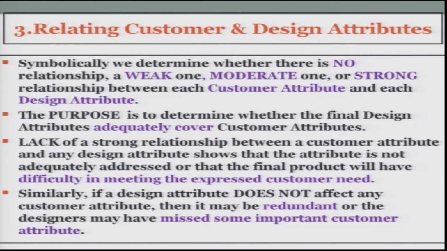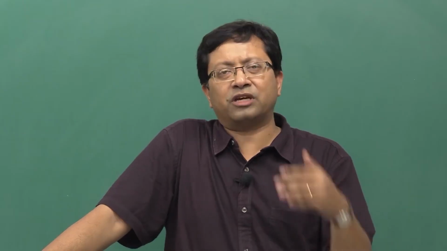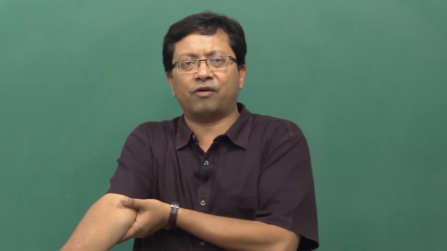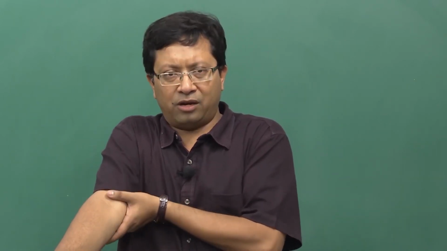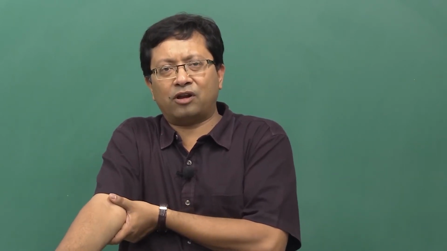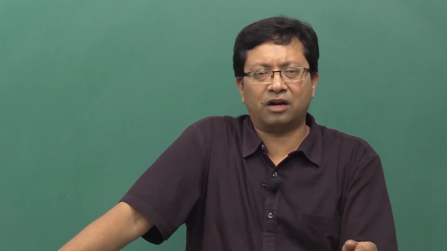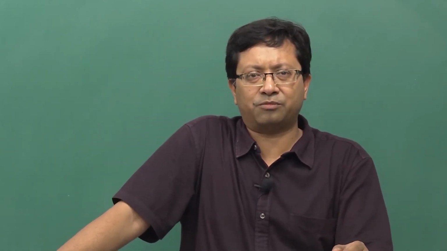So, relating customer and design attributes basically means we will symbolically determine whether there is no relationship, a weak relationship, a moderate relationship or a strong relationship between the customer attributes and each design attribute. Say the customer wants a certain value of Young's modulus, meaning the strength of the material being produced, or it can mean the level of quality of color for the material which is being produced.